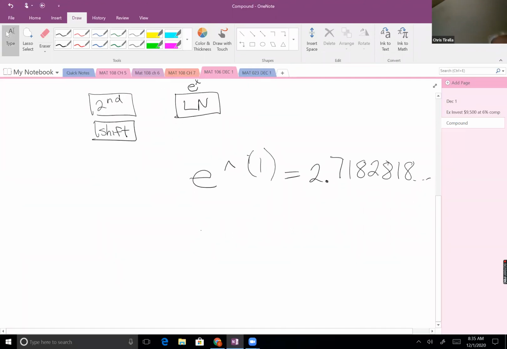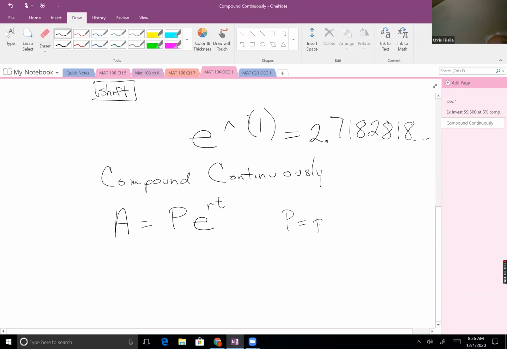So this formula for compounding continuously is A equals P E to the RT. Again, P is my principal. R is my rate as a decimal. T is my time in years. And A is my future value.